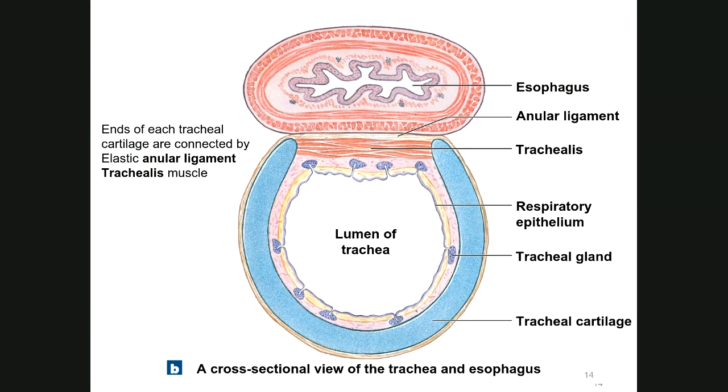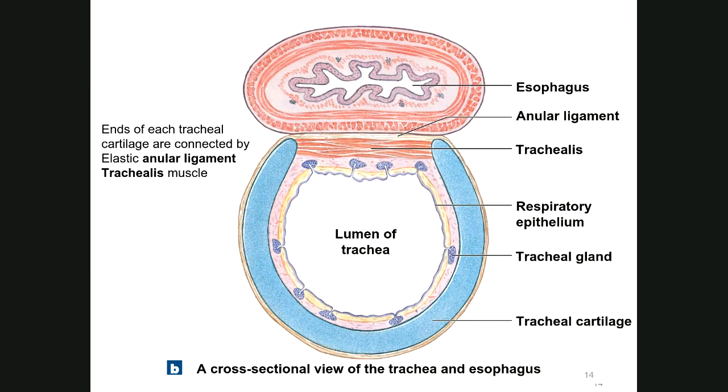The structure is funny, it's not completely closed. It's like a big C, not completely circular like the esophagus over here, whose structure is really closed, kind of circular. This one is like a C, and you have an opening end over here. The cartilage goes like a C and stops, and it is connected by annular ligaments and also the trachealis muscle. Very funny structure of the trachea.